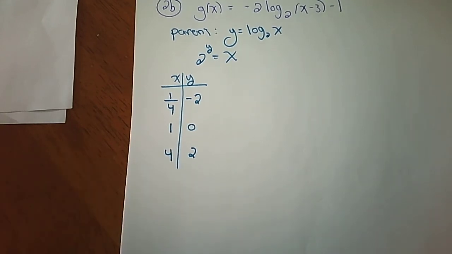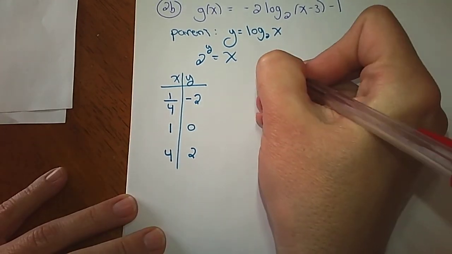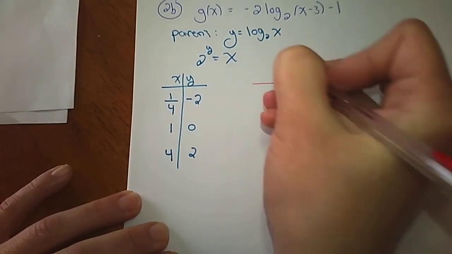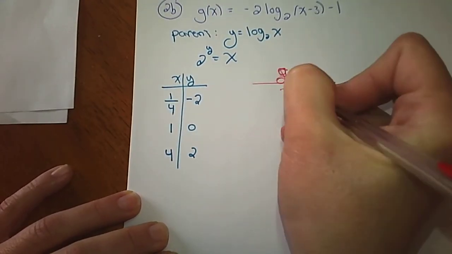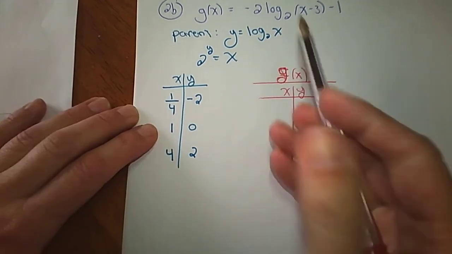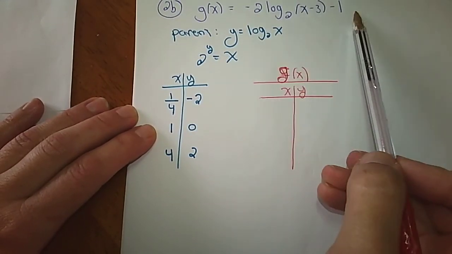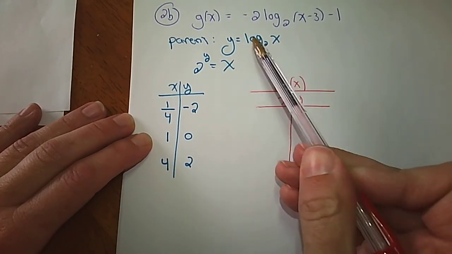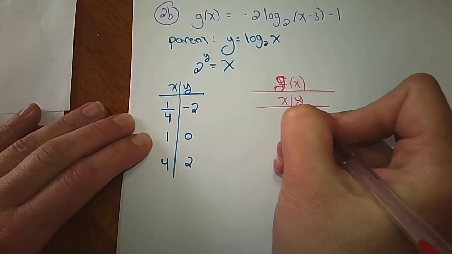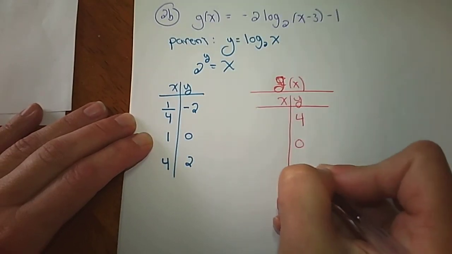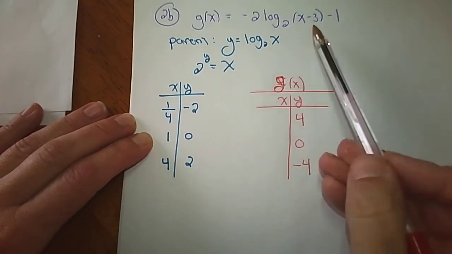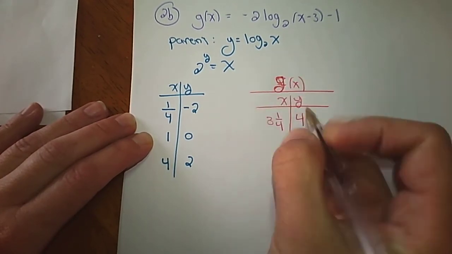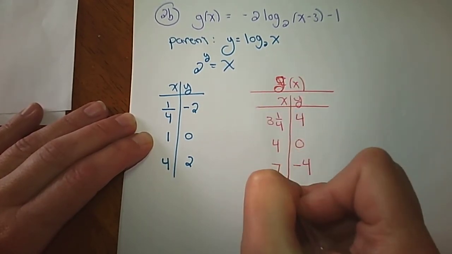All right, now we're going to do our f of x column. Or actually, it's g of x. Okay, go from left to right. -2 is first. That means I'm going to multiply all the y's by -2. So it's 4, 0, -4. Add 3 to the x's: 3 1/4, 4 and 7.